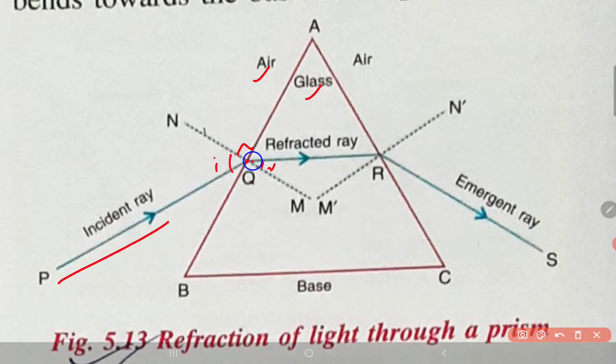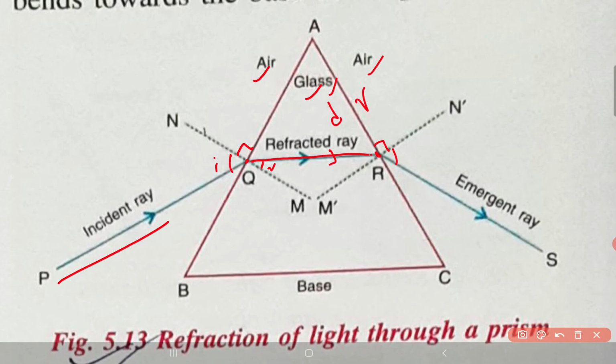So again this ray travels inside the glass slab without bending because it is traveling in the same medium. Then again it wants to come out from the glass to air. Now this time it bends away from the normal because it is traveling from the denser medium to the rarer medium. Thus it bends away from the normal, and this is the second normal drawn. So this is how the refraction of light takes place through a prism.